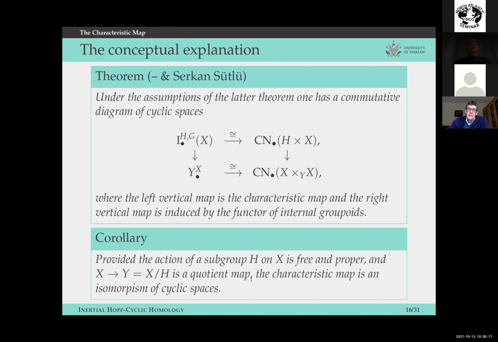setting. Okay. And where did you use the properness? Properness is used for the good quotient. Okay. Otherwise, of course, we can assume only freeness, but then the quotient space of this action could be not in the category we are interested in.